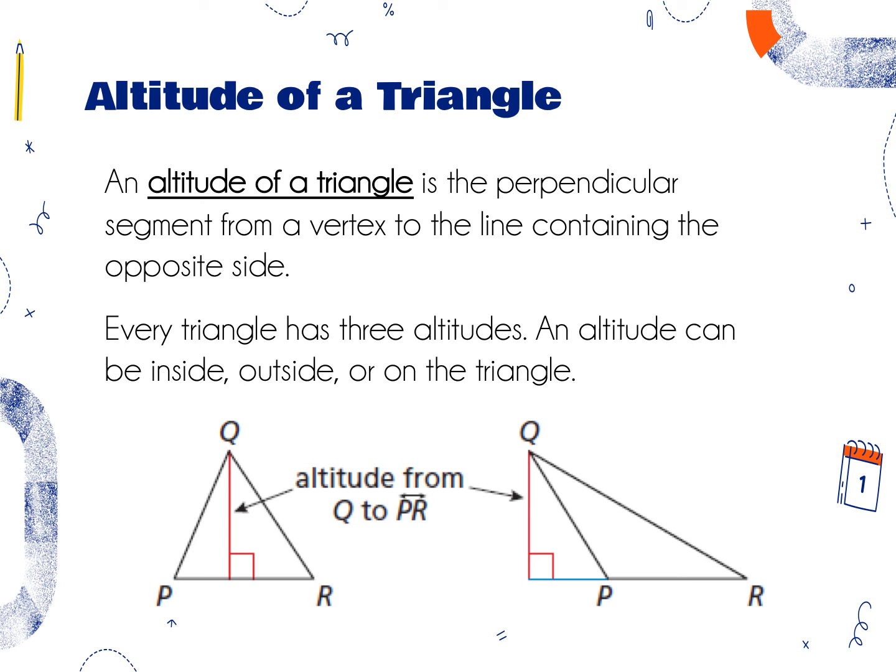So in the first triangle on the left, notice the altitude is inside the triangle. However, in the triangle on the right, the altitude is outside of the triangle. So again, it's going to be that perpendicular segment from the vertex to the line containing the opposite side. Just like the other segments in triangles, there are 3 altitudes in each triangle.